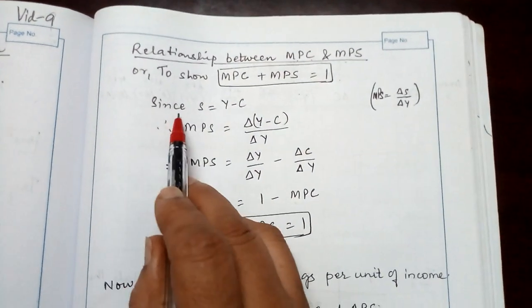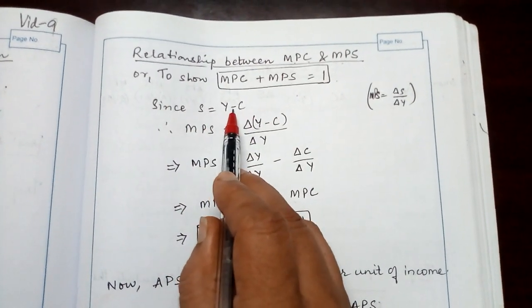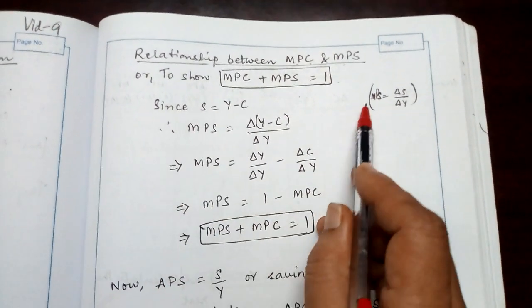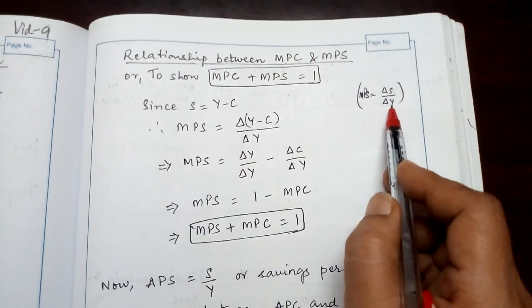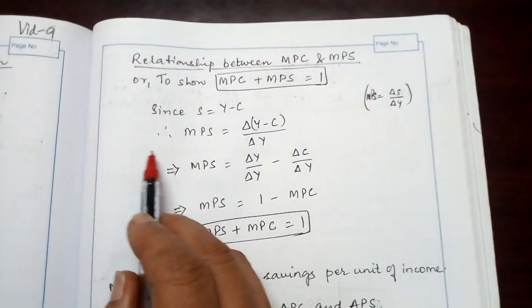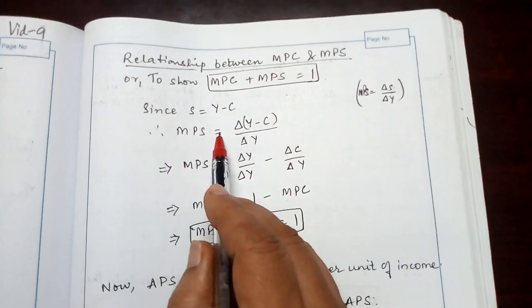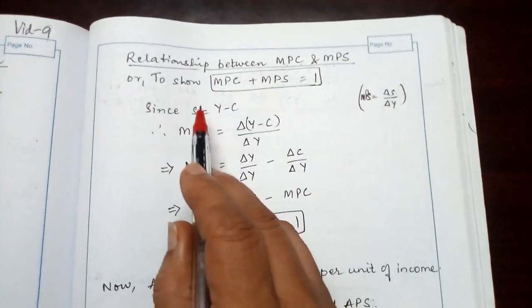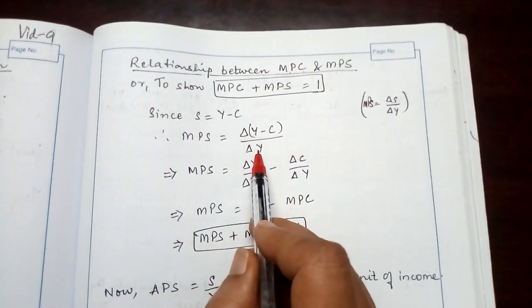Now we have just now seen S is equal to Y minus C, or income minus consumption is savings. And marginal propensity to save was delta S by delta Y. Therefore, marginal propensity to save will be equal to delta S by delta Y. How do we write this S? Y minus C. So, delta (Y minus C) by delta Y.